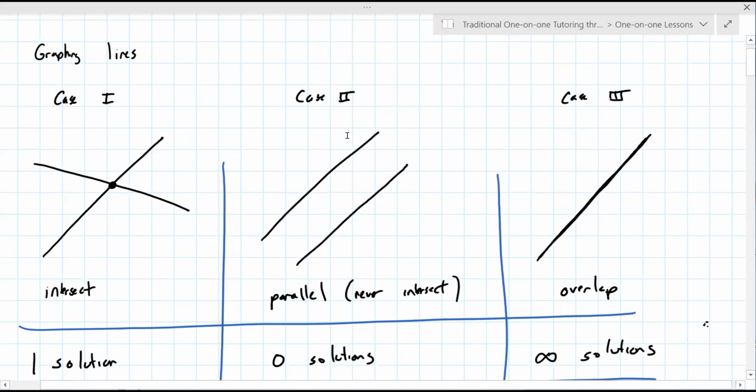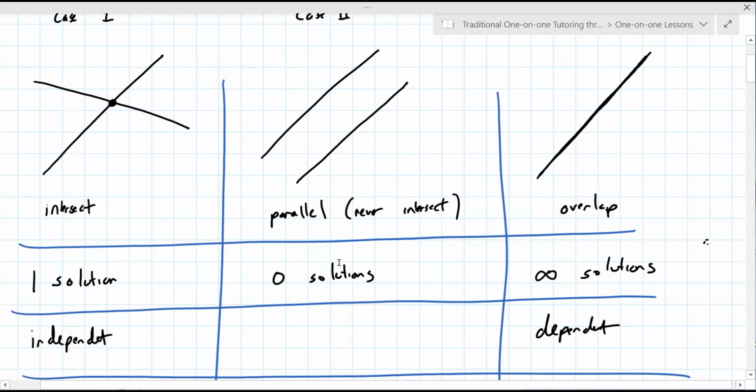So case 2 is for parallel lines. They never intersect. You're driving now. You're going down Speedway. Your dad's going down Broadway. You guys are never going to hit each other. Or you're in parallel lanes. You're not going to hit each other. There are no solutions.